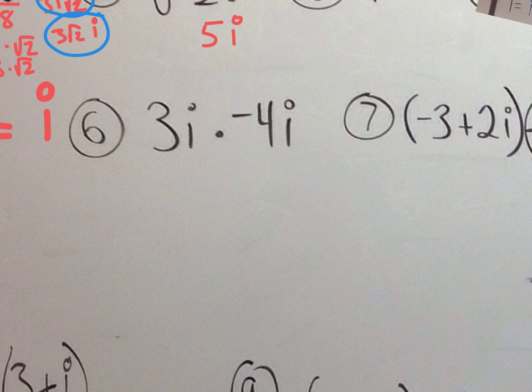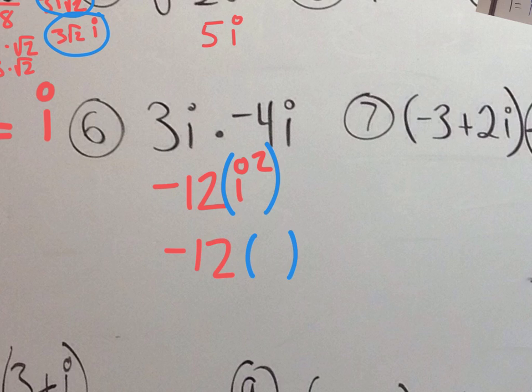3i times negative 4i. It's kind of like saying 3x times negative 4x. That would be negative 12x squared. But in this case, it's not x squared, it's i squared. And we all know that i squared is really negative 1. So I really have negative 12 times negative 1, and negative 12 times negative 1 is 12. And that's it. That's your answer.